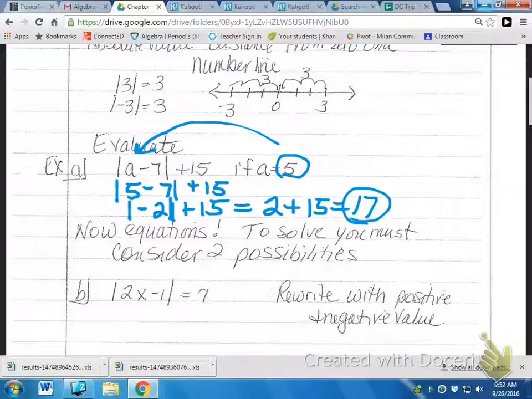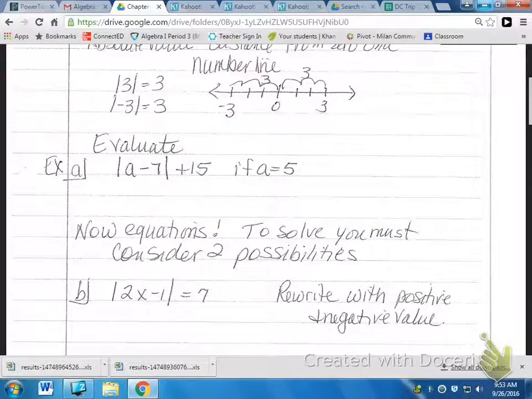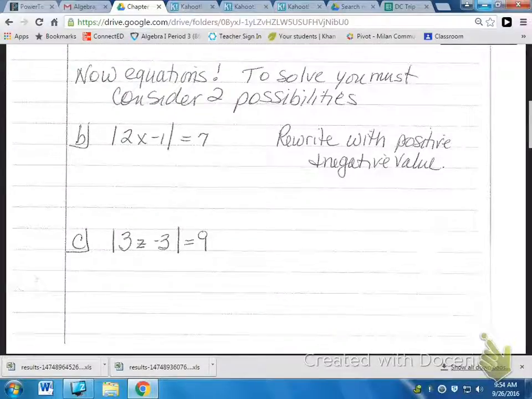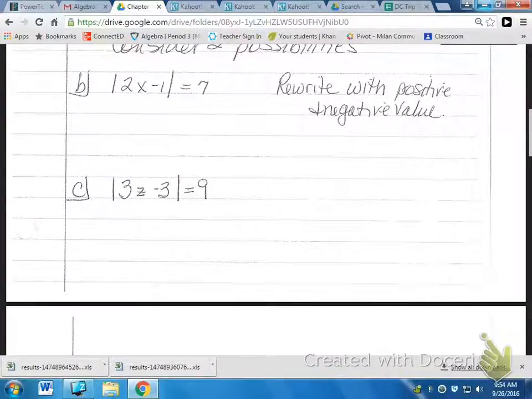But we're now going to step up and do equations. To solve, you must consider both of those possibilities, that inside the absolute value sign, it could be either the positive value or the negative value. So what you have to do with these is you're actually going to end up solving two equations, one where it's equal to the positive value and one where it's equal to the negative value. So here's what we mean. For example, example B, it says the absolute value of 2x minus 1 equals 7. You have to rewrite with the positive and negative value. So this is what you would write on your paper.